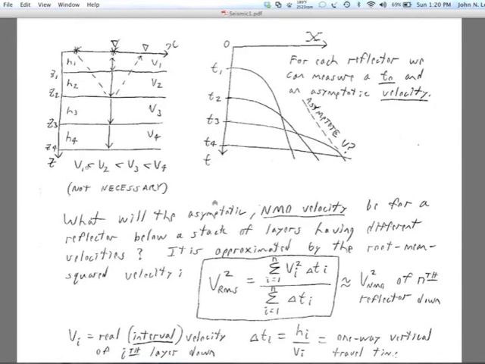Now remember, we're observing T1, T2, T3, T4. Can we get T sub I from those? Can we get the one-way vertical travel times from the times we observe? And the answer is yes, absolutely. But remember, T1 is the time for the reflection to go vertically, at zero offset, down through layer one and back up to the surface. So it's a two-way time. T sub four is the time all the way down to reflector four, and all the way back up. It's a two-way travel time.